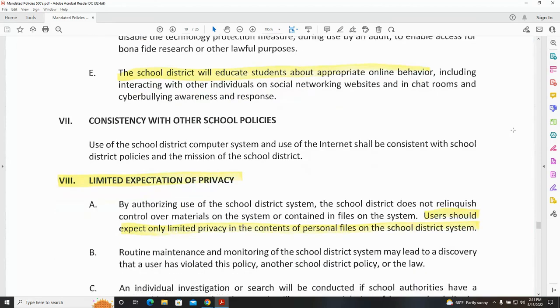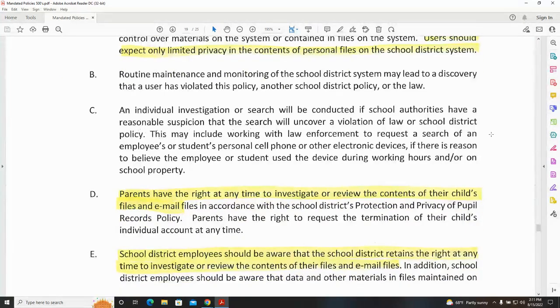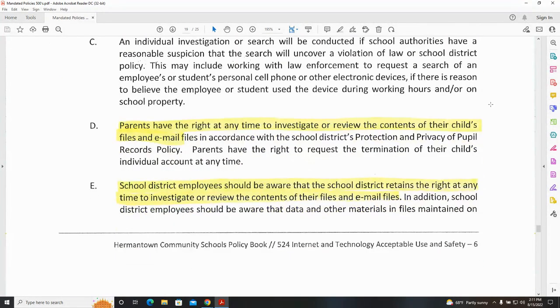There's a limited expectation of privacy for both students and for staff. Users should expect only limited privacy in the contents of personnel files on the school district system. Parents do have the right at any time to investigate or review the contents of their child's files and emails. So if a parent really wants to look at their child's Google Drive, that can be arranged, and they have the right to do that.